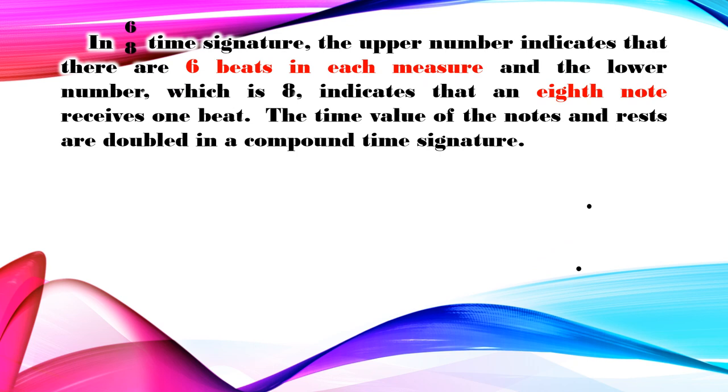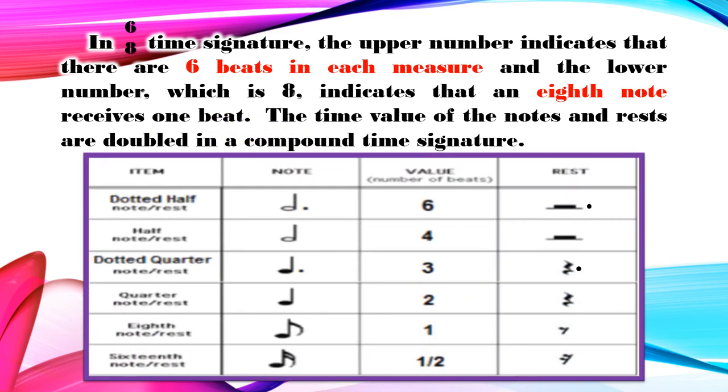In 6/8 time signature, the upper number indicates that there are 6 beats in each measure. And the lower number, which is 8, indicates that an eighth note receives one beat. The time value of the notes and rests are doubled in a compound time signature. Now let us read the notes and rests and their values in 6/8 time signature.